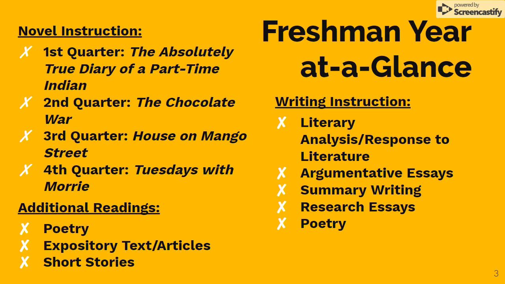Here's a look at your freshman year of English instruction at a glance. We start off our year with the first quarter unit on identity and character. For this unit, we are reading Sherman Alexie's Absolutely True Diary of a Part-Time Indian. During second quarter, our focus is on the rights and responsibilities of society. For this quarter, we read The Chocolate War. Our third quarter unit focus is on the human condition and worldview. For this quarter, we read Sandra Cisneros' House on Mango Street.